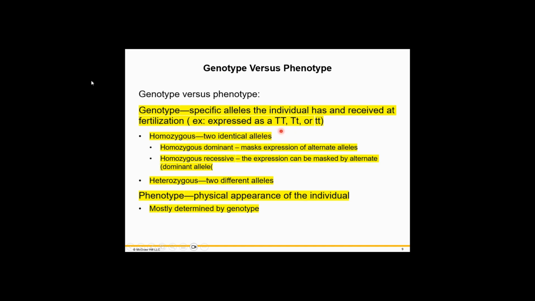Now, let's go back to homozygous. If we look at homozygous dominant, it's going to mask the alternate allele, so it's going to mask the recessive. If it is homozygous recessive, then that expression will actually show up, so you won't see the dominant allele. If capital T represents a tall pea plant, and we know that's dominant, the only way that we would see a short pea plant is if we saw the homozygous recessive, 2 lowercase t. Then we would know that would be a short pea plant.